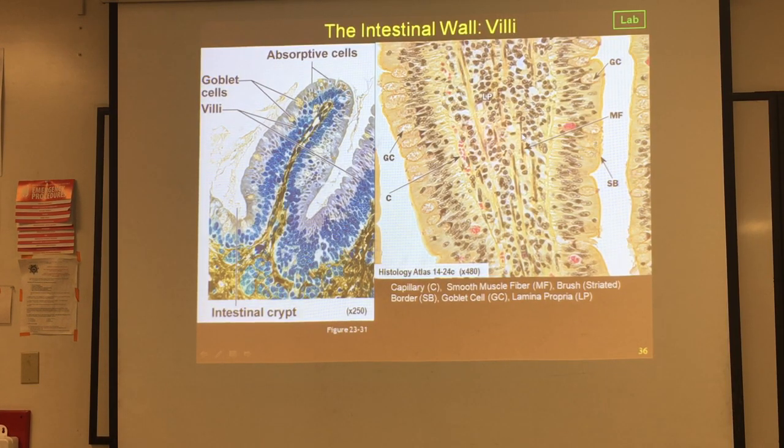The crypts, aka intestinal glands, old name is crypts of Lieberkühn, somebody's name. Then it got switched to simply intestinal crypts. They produce about 1.8 liters of intestinal juice each day.